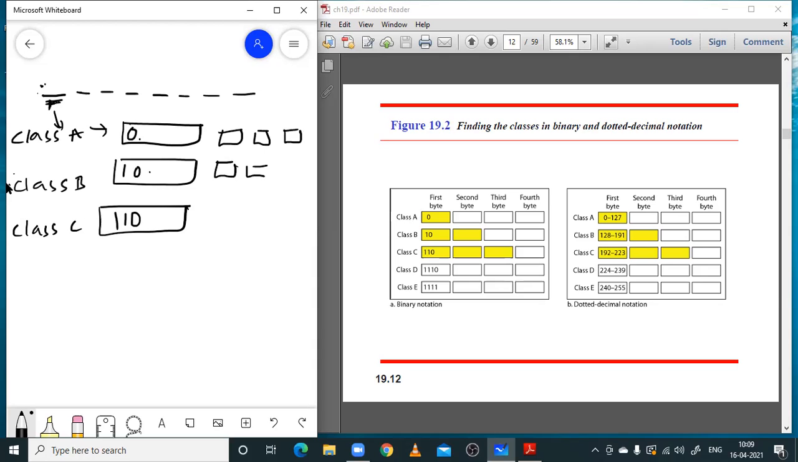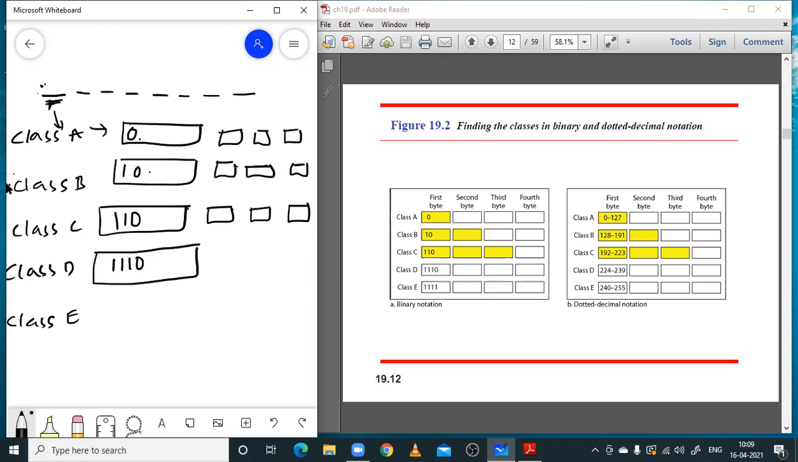You observe here there are yellow colors which are denoted here. So what are these yellow colors? Coming to class D, 1 1 1 0 out of the first octet. The remaining 4 bits are also there. Coming to class E, what will be there? All ones, 1 1 1 1. This is about the first octet.